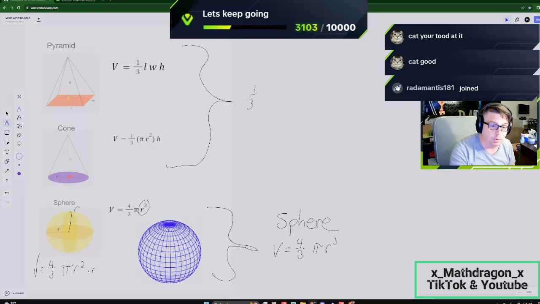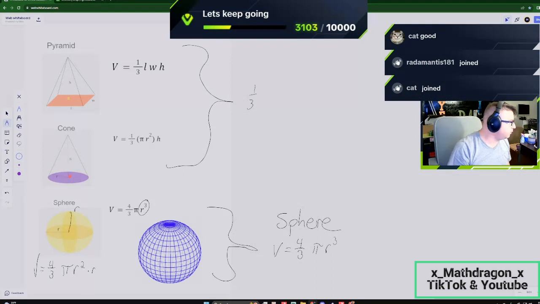One thing I might do is put sphere on the front of the flashcard, put this volume equation on the back, and just test yourself. So it just kind of depends on that.